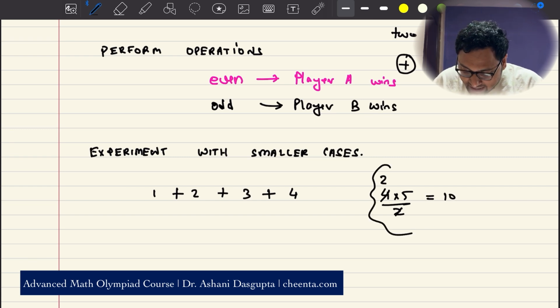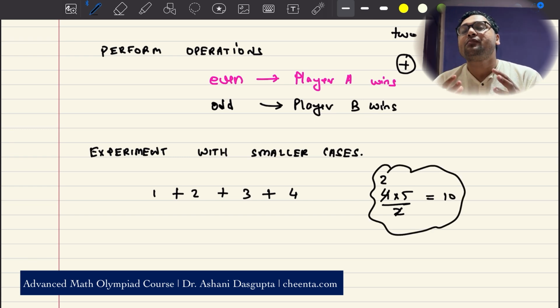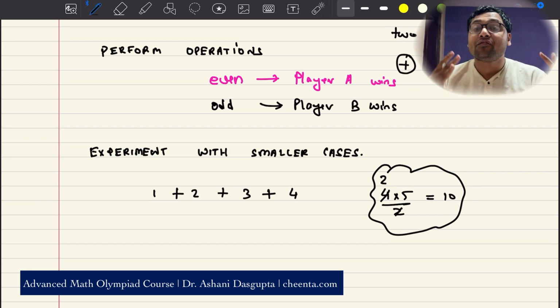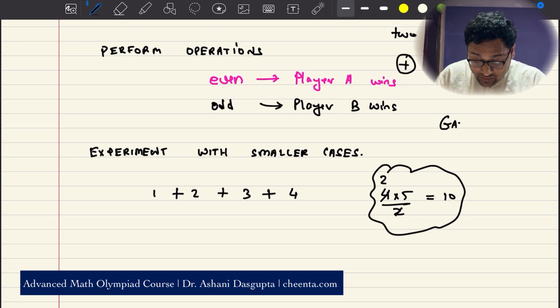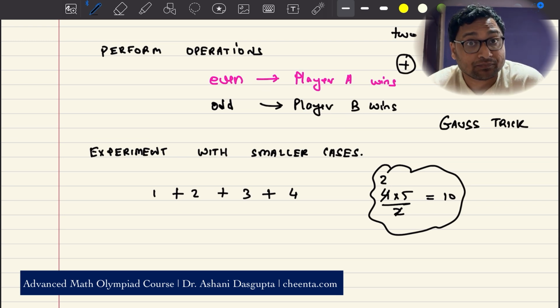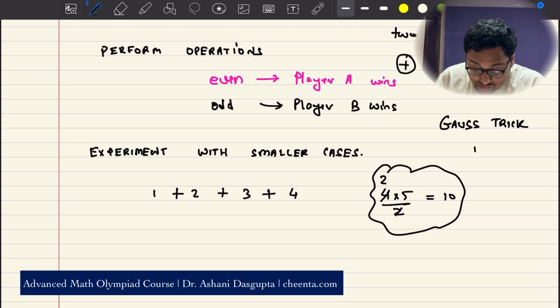So here I have used the formula for the sum of the first n natural numbers. If you don't know this sum, you can check our YouTube channel for the Gauss trick. There's a very nice story around this particular problem. The formula for the sum of the first n natural numbers is n times n plus 1 divided by 2.